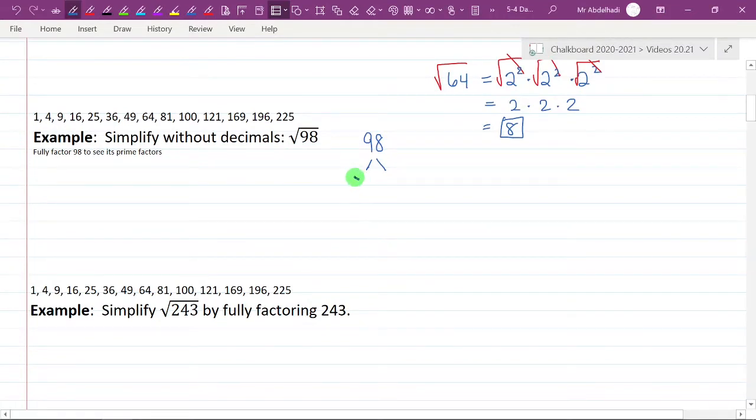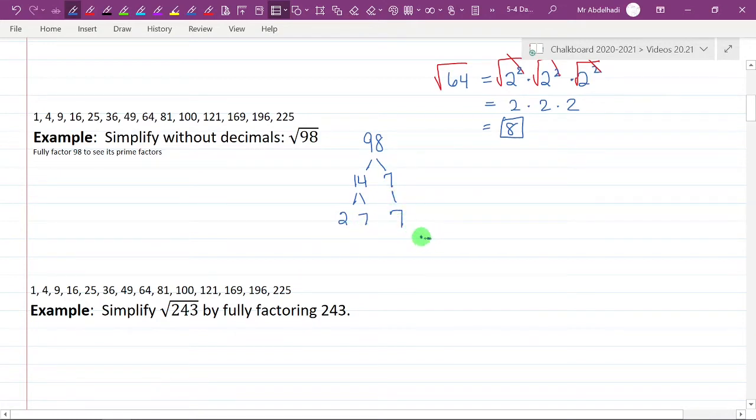So 14 times 7. Well, 14 can be broken down. It's not a prime number, so it can become what? 2 times 7, right? So 2 times 7. And 7 is a prime number. You can't break down 7. It's just 1 times 7 and that's it. So just bring it down. And there you go. There's your prime factorization.